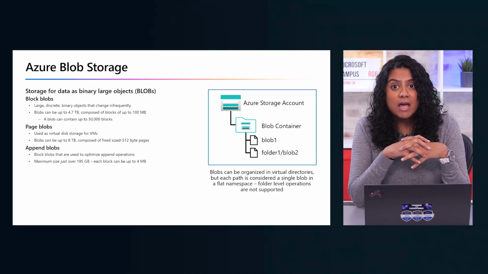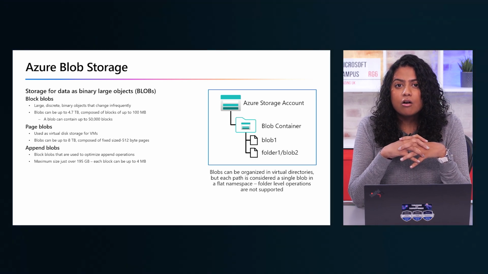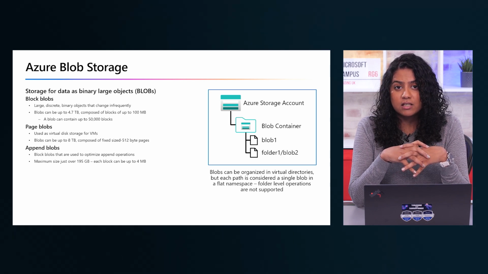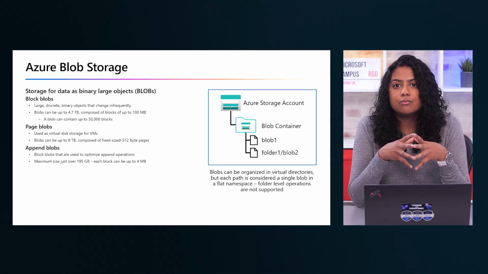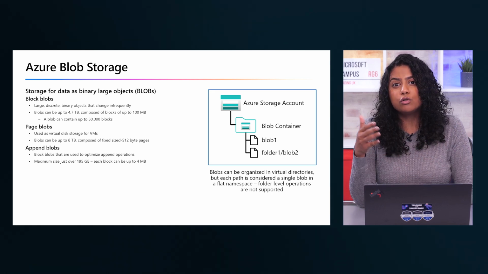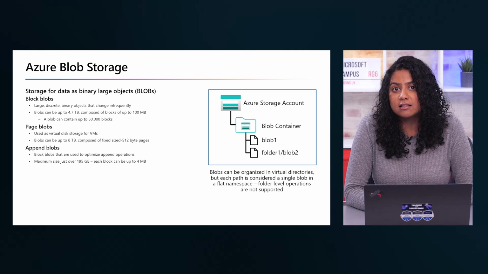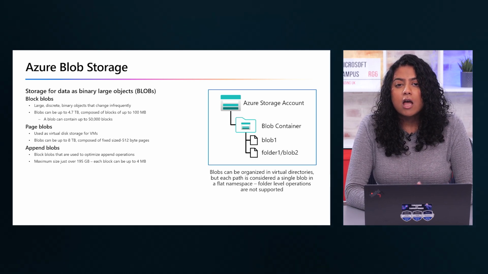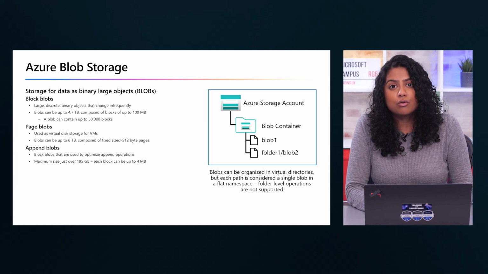Next, we have got page blobs. These are organized into fixed-size 512-byte pages and are optimized for random read and write operations. Think of them as your go-to storage for virtual machine disks. If you need to run a virtual machine in Azure, page blobs are ready to store the data efficiently.